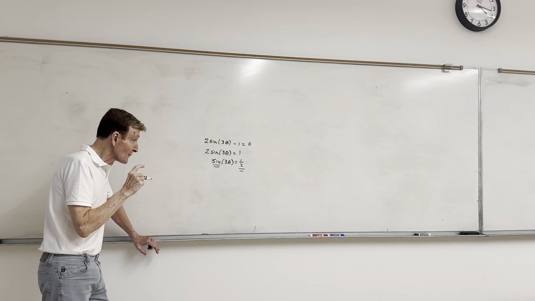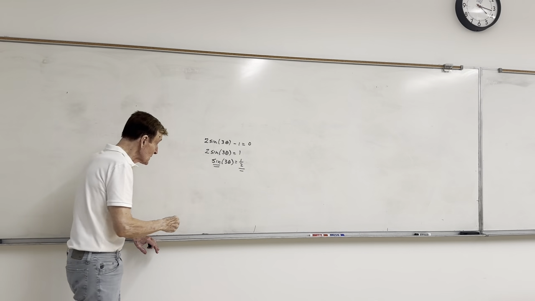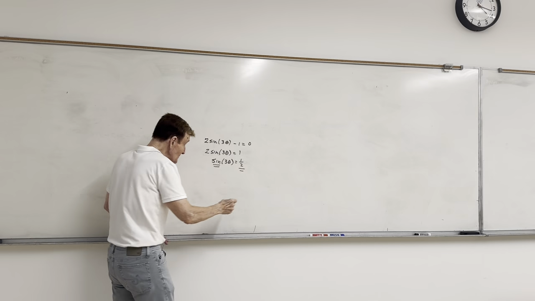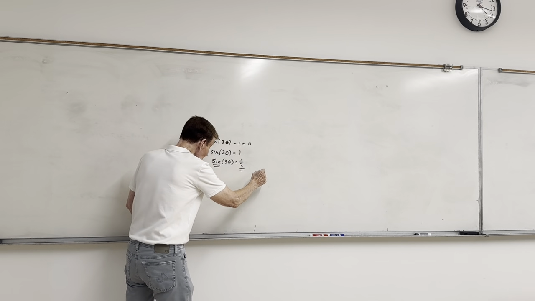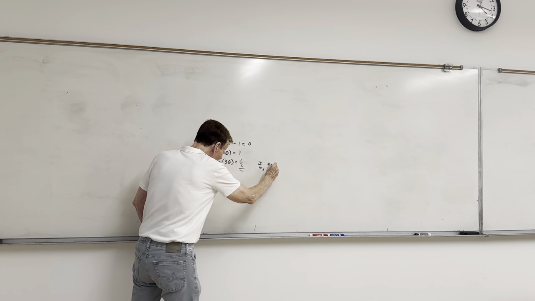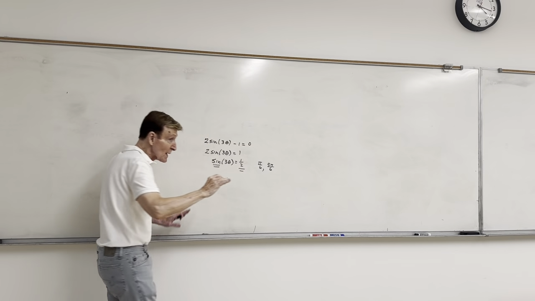Positive 1/2. And sine is positive, I think, in quadrants 1 and 2. Can anyone tell me, in quadrant 1, what's the possibility? Pi over 6. Yep. If I move to quadrant 2, another possibility I think is what, 5 pi over 6? Yep. So those are my possibilities for the unit circle.